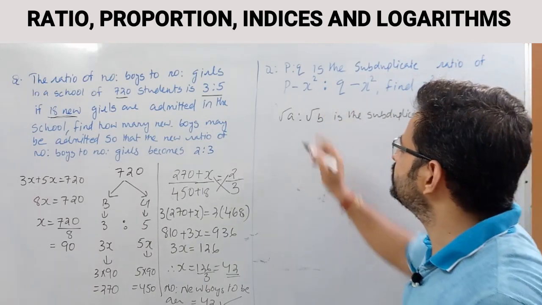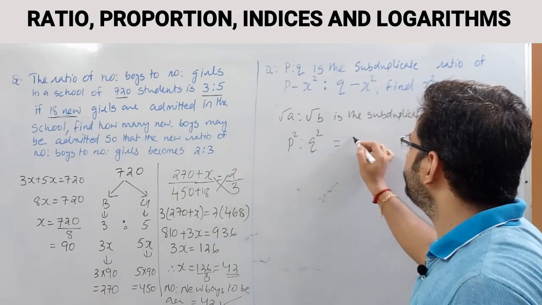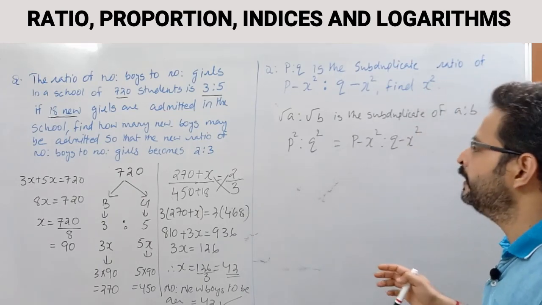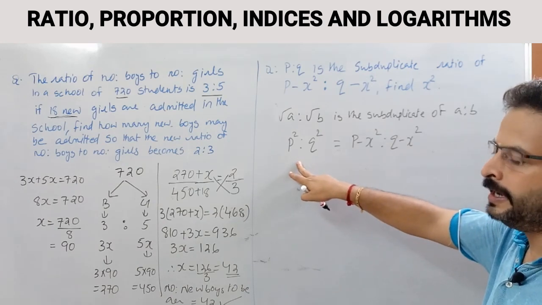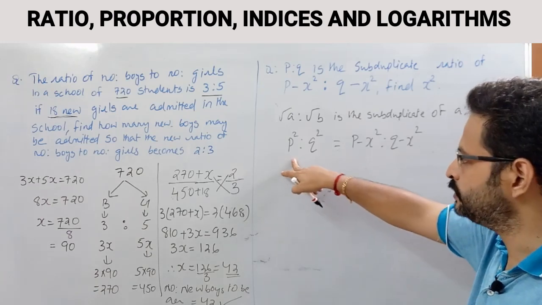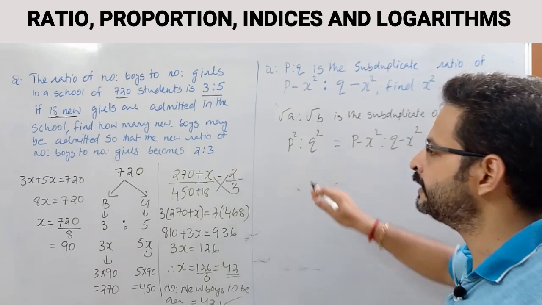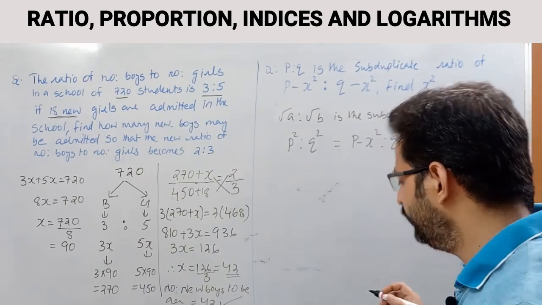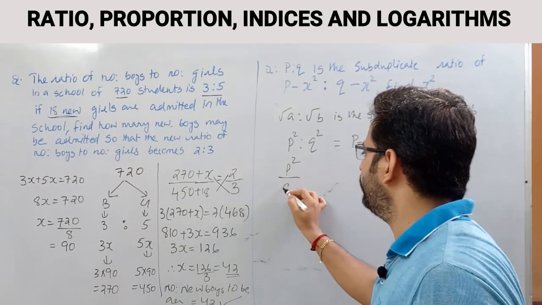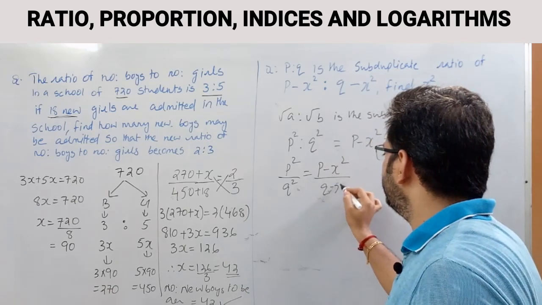Okay. In that sense, we can take P square is to Q square is equal to (P minus x) square is to (Q minus x) square. In the problem, we square P is to Q, which means P by Q. The whole square means P square divided by Q square. That means P square is to Q square. For equating, we have taken the square of the first ratio. Then P square by Q square is equal to (P minus x) square divided by (Q minus x) square.